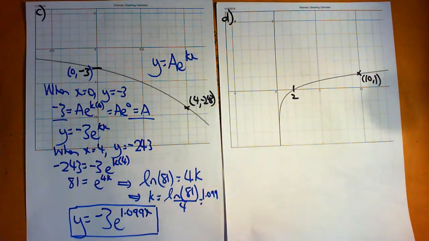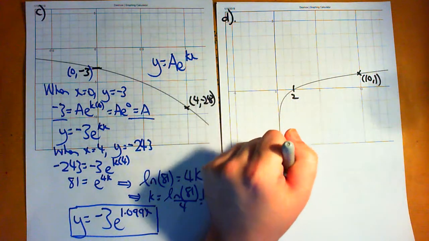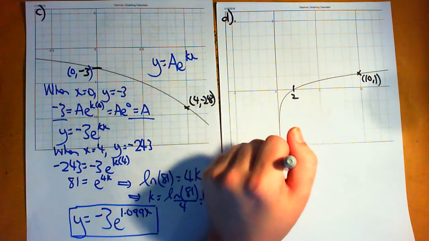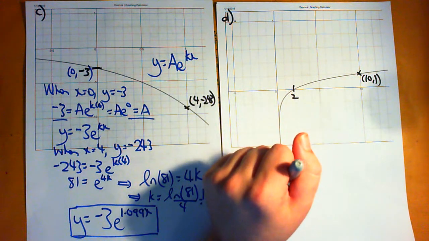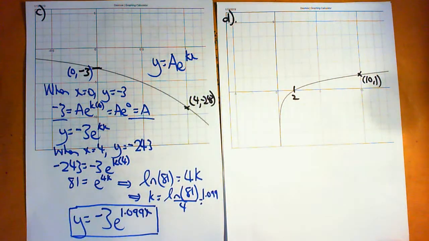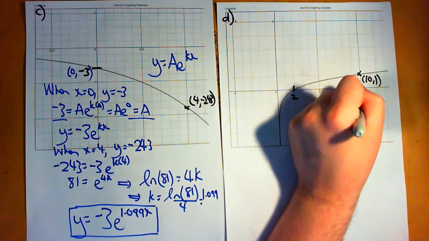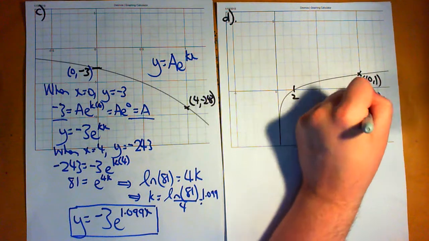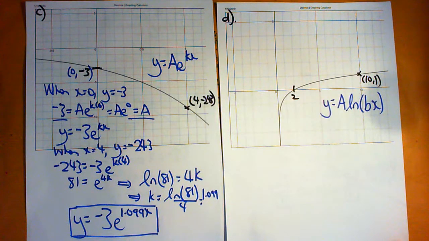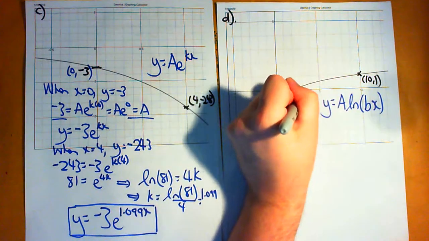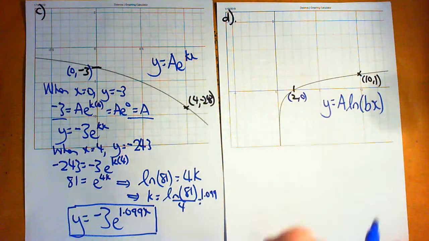Okay, question D. This time it's following the y-axis, which means the y-axis is an asymptote. It's now got a vertical asymptote, which makes it a log graph. So if it's a log graph, it's got the form y equals a times ln of bx. Doesn't really matter whether we use bx or kx. What letter we use is totally optional. Okay, so it goes through 2 points that we see. It has an x-intercept of 2, so it goes through the point 2, 0, and it goes through the point 10, 1.